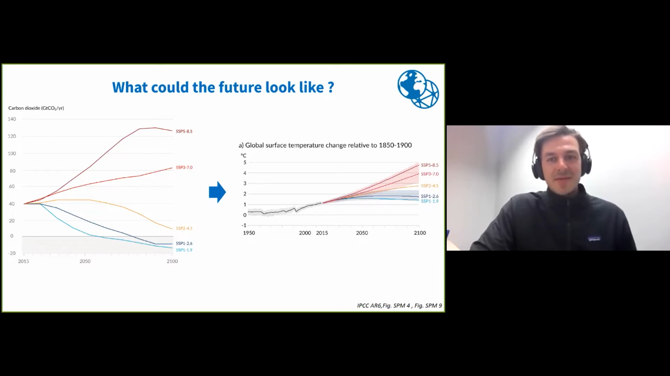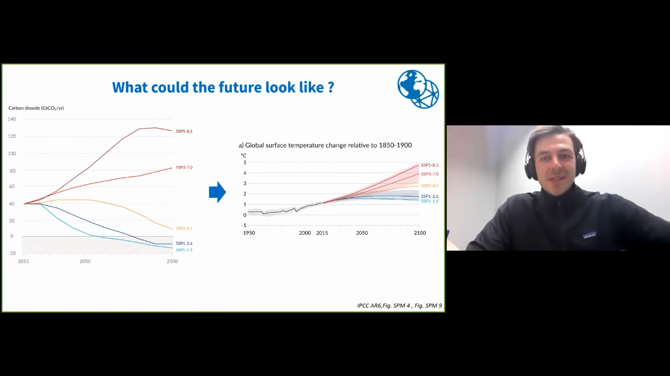If you have 1.5 degrees, it's 9 times more likely. And if you have 2 degrees warming, it's 14 times more likely. So we can see here that it makes a big difference if we have 1.5 or 2 degrees, and I think this is the maximum that we should aim for. But as we can see here, there are many scenarios where we shoot well above this threshold, and we should really try to avoid this.